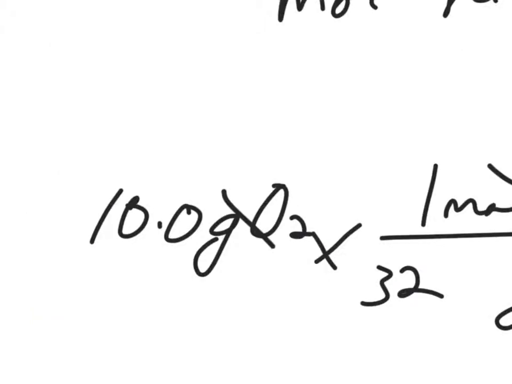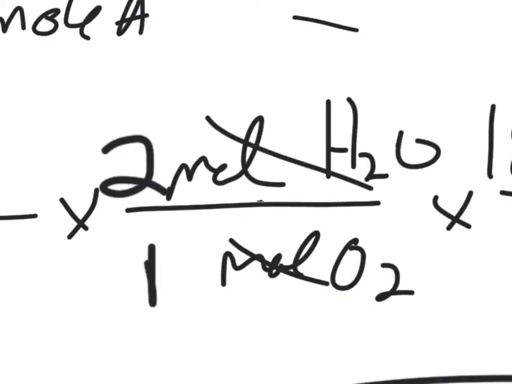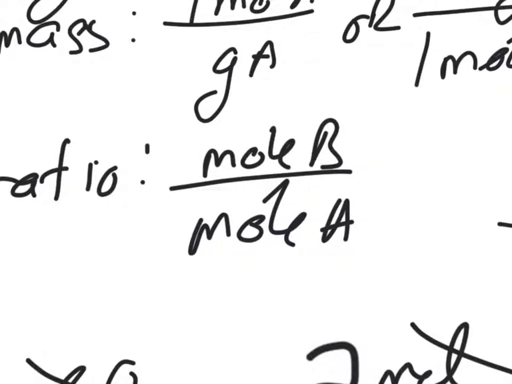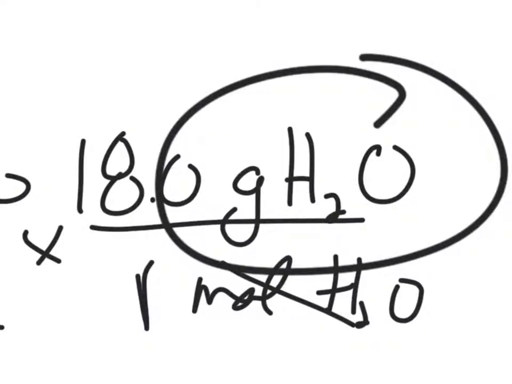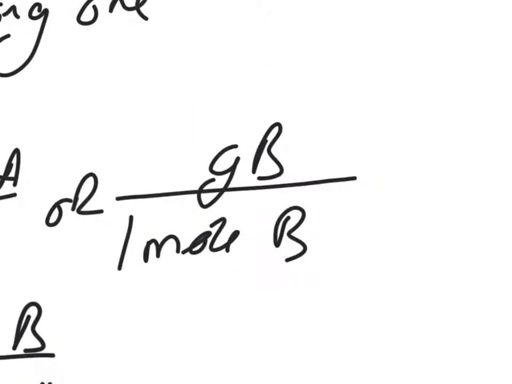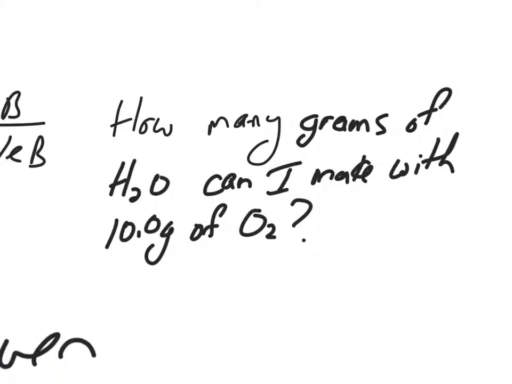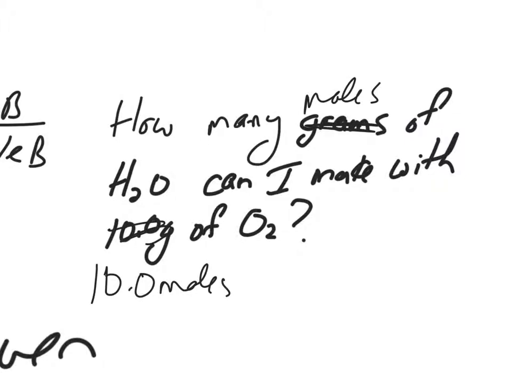And in this example, my O2 was my A ingredient. I went from A to B, which was H2O. B was my H2O ingredient, using the mole ratio, and then went back from moles of B to grams of H2O using my molar mass step. Now, what if we wanted to change the problem a little bit? Here I have changed the word grams of H2O to moles of H2O, and from 10 grams of O2 to 10 moles of O2, and let's see how this changes everything.